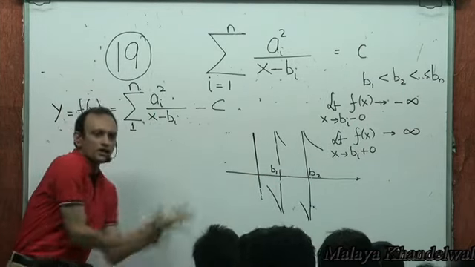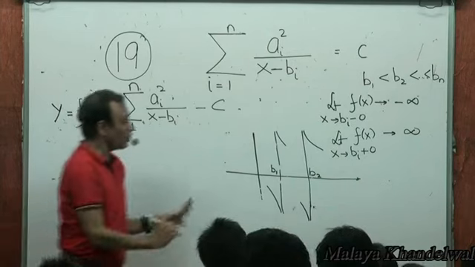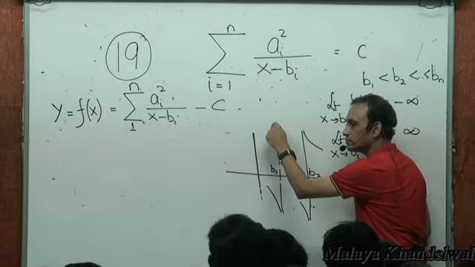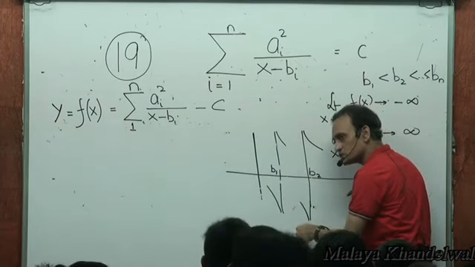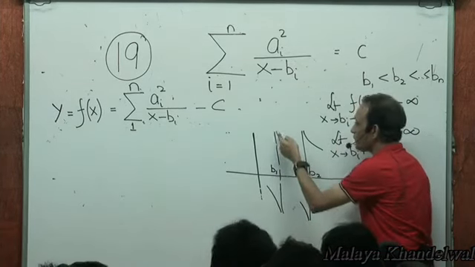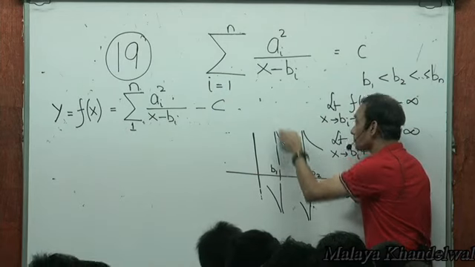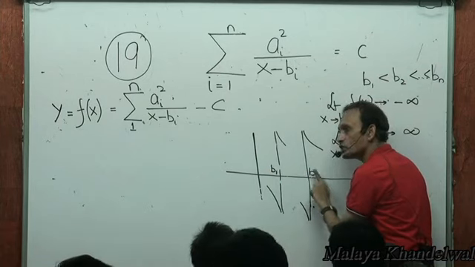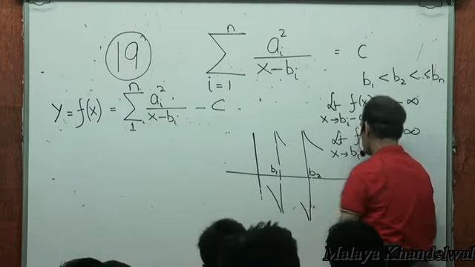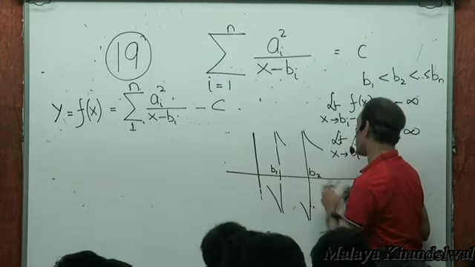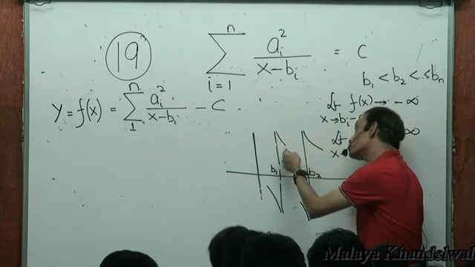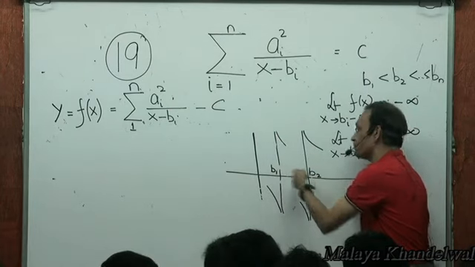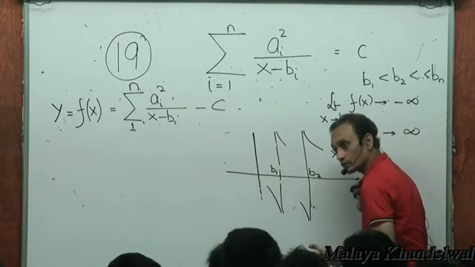This is partially cooked, right? But I want to know exactly. I know that between b1 and b2, it starts from heaven and goes downwards, yes or no? But in the process of going from heaven to hell, how many times is it going to cross the x-axis? I want to know. This is the x-axis. I want to be able to figure out the monotonicity, or local maxima, local minima, the trend of this function between b1 and b2, say.